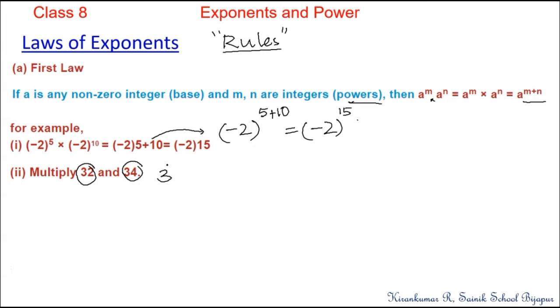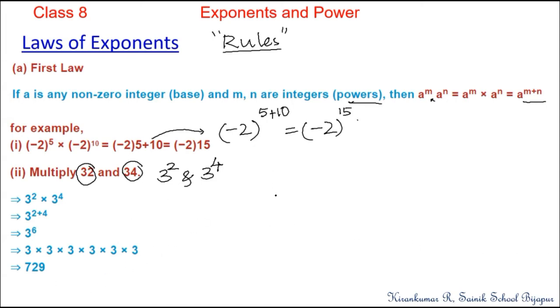It's not 32, again there is a mistake in the print. This is 3 raised to the power 2 and 3 raised to the power 4. In such case, 3 raised to the power 2 into 3 raised to the power 4 is 3 raised to the power 2 plus 4, which is 3 raised to the power 6. It means 3 is multiplied 6 number of times and the result is positive 729.